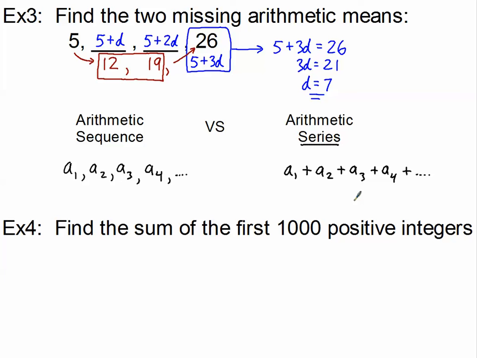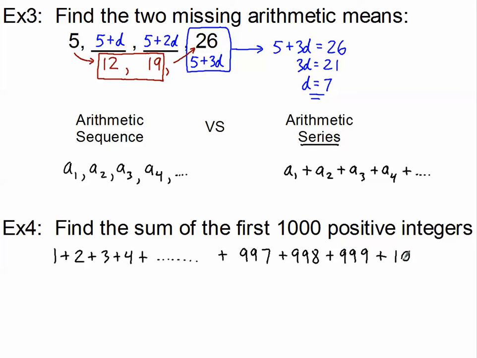There's a famous problem, which is here in example 4, which I always like to do because it helps me to remember the next formula I'm going to show you. And that problem is to find the sum of the first 1,000 positive integers. So what we're trying to do is take 1 plus 2 plus 3 plus 4 plus dot dot dot all the way to plus 997 plus 998 plus 999 plus 1,000.